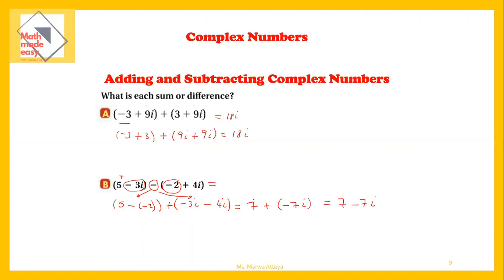Again, this also can be done in one step. You will be looking at the 5, combining it with the negative 2. You will say 5 minus negative 2 is 7, and you're going to be saying negative 3i minus 4i is negative 7i. So we saw how to do this, writing all steps in detail, and we saw how to do it in one step. Now, this shouldn't be hard for you.